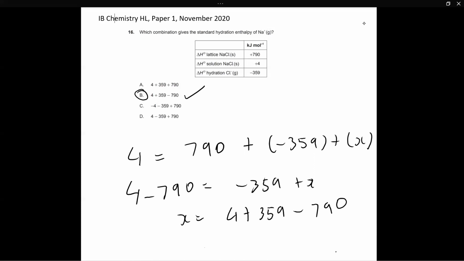So I hope you've understood this. I hope you've understood what I've done. If you don't understand what the Hess cycle is, if you don't understand what enthalpy of solution or lattice enthalpy or enthalpy of hydration is, please go and revise that before you proceed on to further questions, because that is absolutely crucial to understand before you proceed on to higher topics.